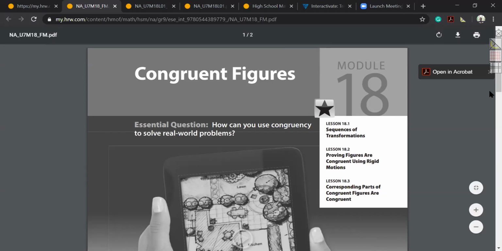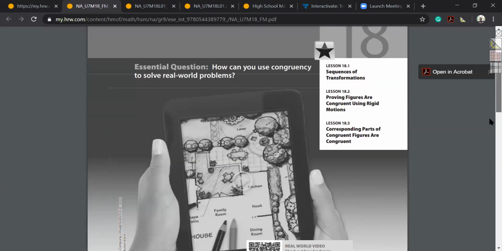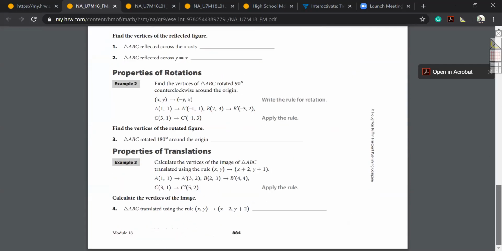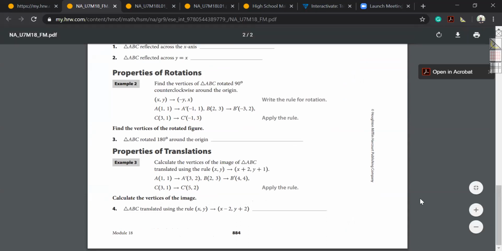But before we start the module, as you know, we have to do this page of the Are You Ready? on page 884. Actually, I'm not going to do it. It's very, very easy. I'm just going to give you a hint and then you have to do it by yourself and send me a picture, because it's very, very easy.